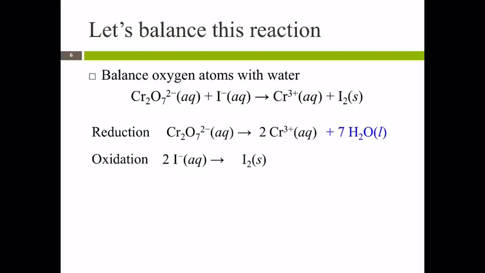In the bottom reaction, we don't have any oxygens on either side, so we're fine. But now I hope that you notice, well, isn't this kind of silly? Because now we have hydrogens on one side and not the other. So we solved the problem with the oxygens, 7 on both sides, but now we have hydrogens.